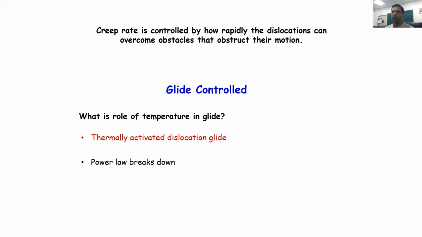So what is the role of glide control? What is the role of temperature in the glide? So some of this glide will be thermally activated dislocation glide. Usually glide is not a thermally activated process. It can ensure, you can say, much higher kinetics for the glide and lower resistance to the motion of the dislocation. And when this glide is also participating, that may also lead to power law breakdown, as we saw earlier. So glide is also contributing to that power law breakdown.